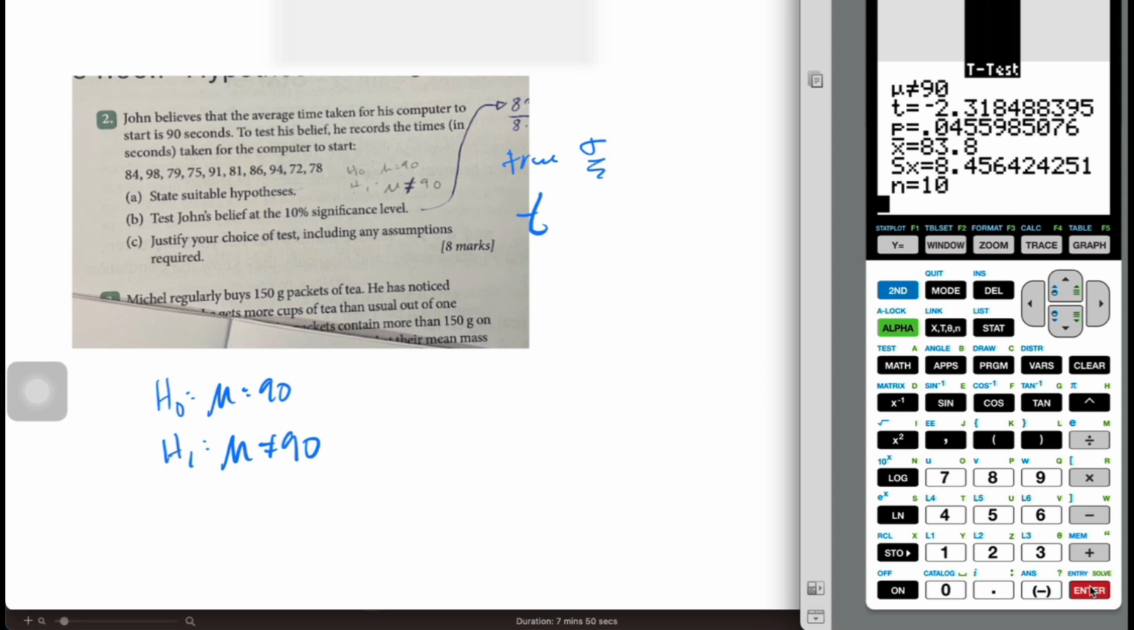And then I hit calculate. And then I can see that the p-value equals 0.0455.